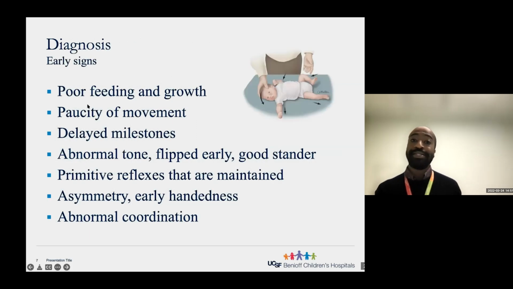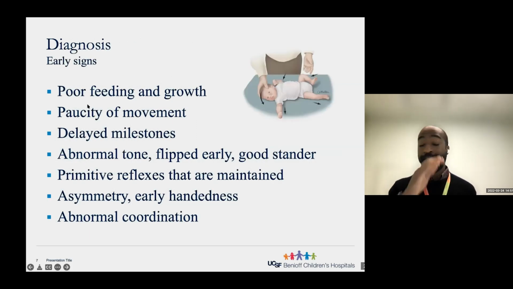Thinking about early signs of cerebral palsy. As I mentioned, classically, cerebral palsy is diagnosed around the age of 2, but there can be evidence and signs even earlier. So things like poor feeding and growth, which may be due to the neuromuscular hypertonicity that leads to higher energy needs, paucity of movements or asymmetry of movements on one side of the body or the other. Early handedness also goes along with that.